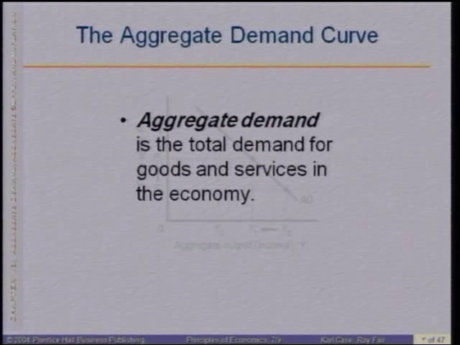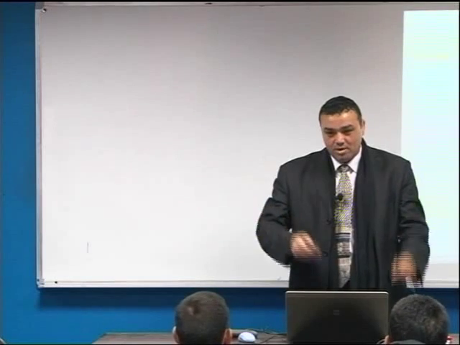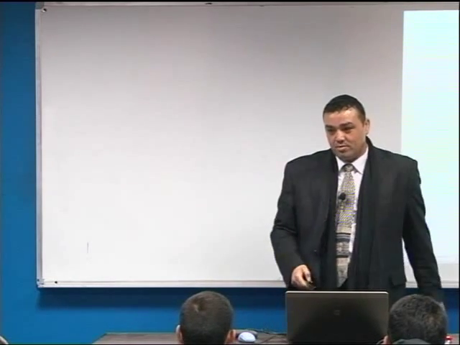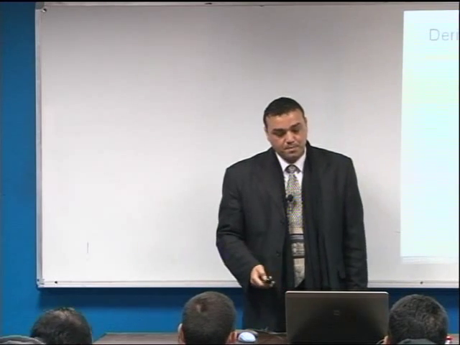The aggregate demand is the total demand for goods and services in the economy. The aggregate demand, which is practically the total demand, is C plus I plus G plus X minus M. This is the aggregate demand or aggregate expenditure.